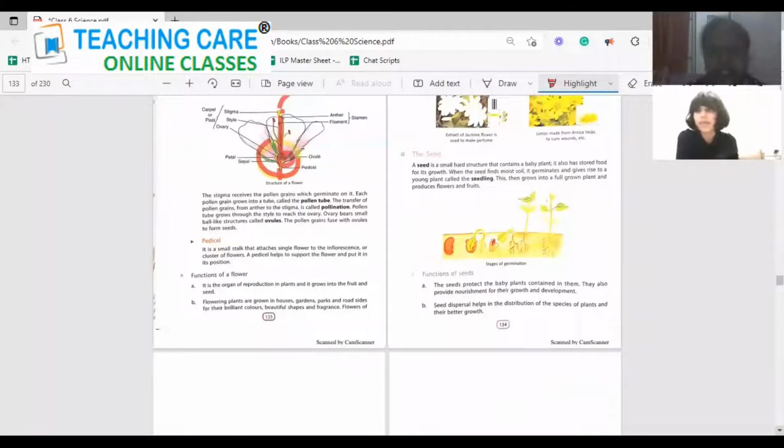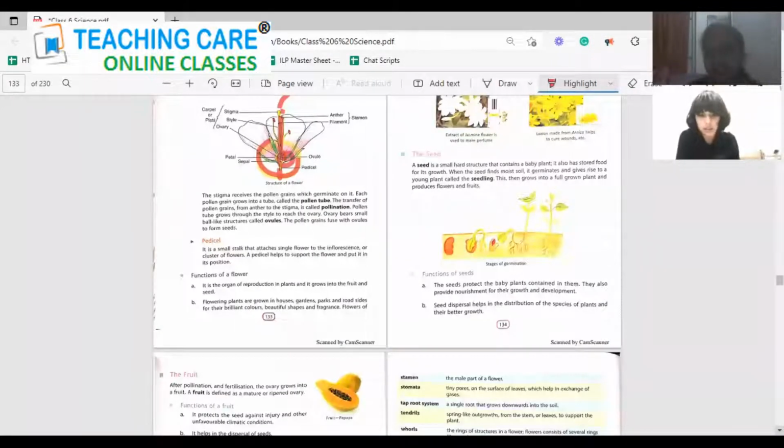Next, the seed. The seed is the hardest part of the plant. It stores the food for its growth. When it finds a moist soil, it germinates and gives rise to a plant called the seedling, from which the new plant arises.